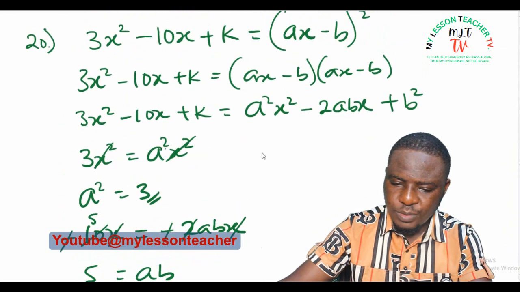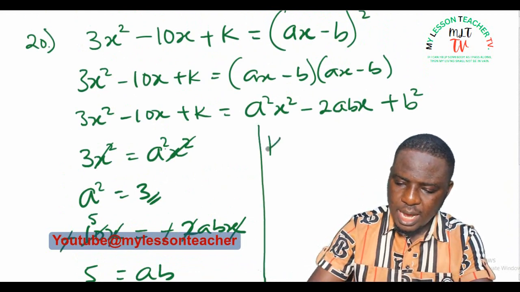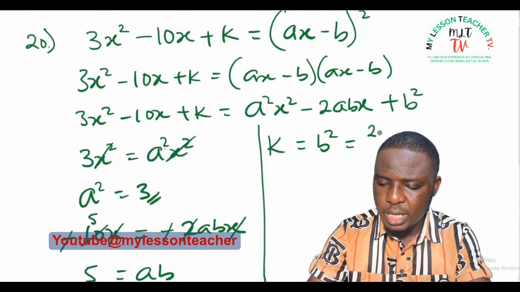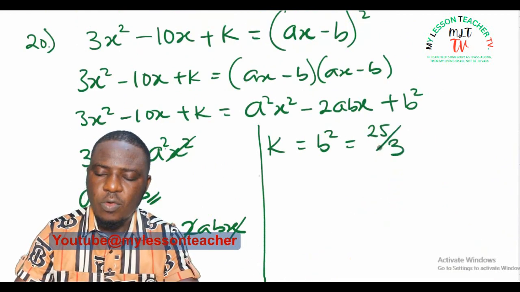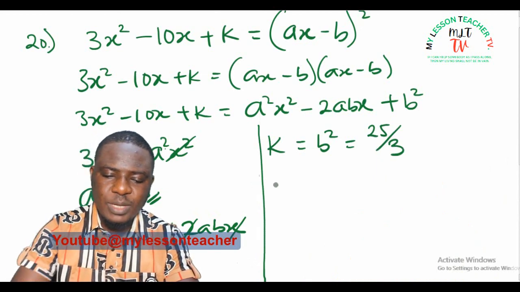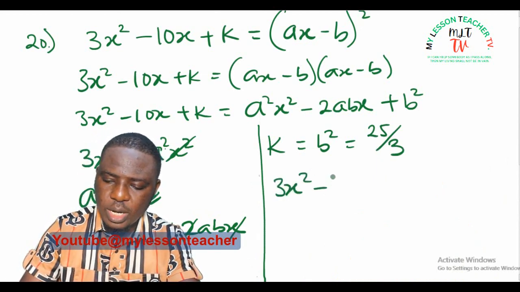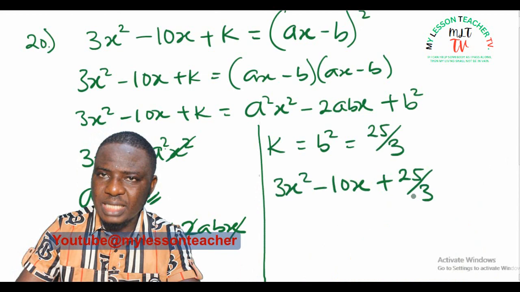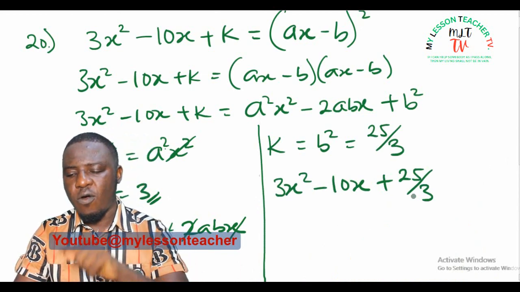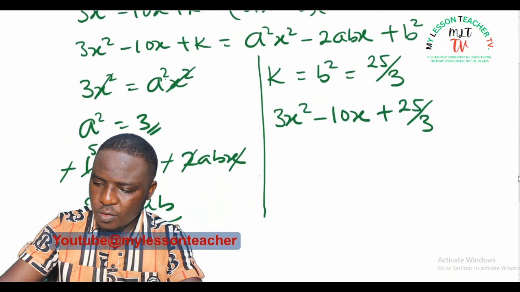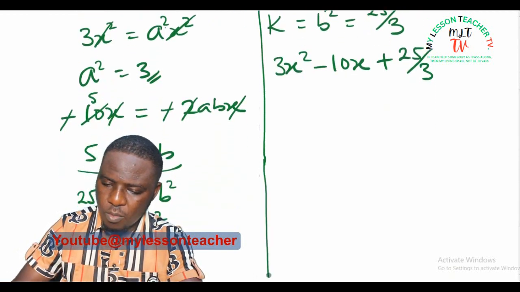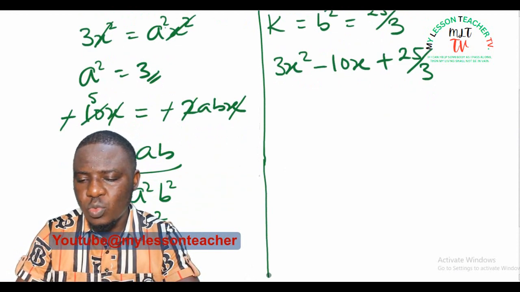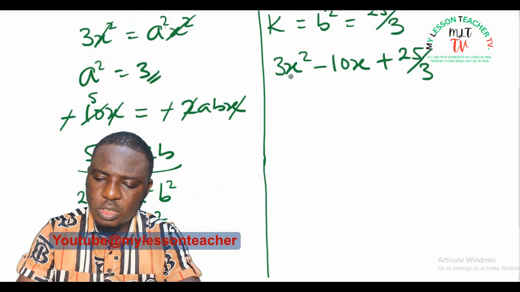Now, if b squared is 25 over 3 and k is equal to b squared, it therefore means that k is equal to 25 over 3. So 25 over 3 must be added to 3x squared minus 10x to make it a perfect square. And once that has been done, we need to therefore factorize. So expressing it in the form of x squared plus or minus 2xy plus y squared gives us this.